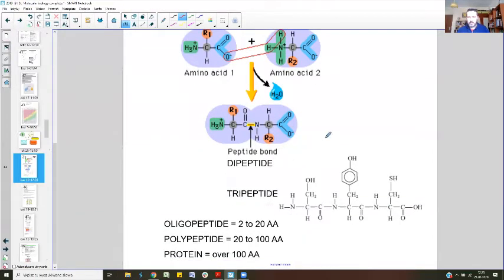For instance, here you can see a molecule made of three amino acids, and we can identify the peptide bonds here and here, between carbon and nitrogen.